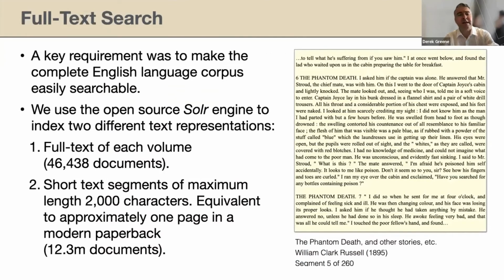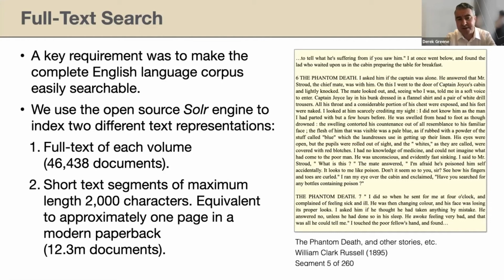So obviously a key initial requirement was to make the English language corpus easily searchable, and we were able to use the popular open source Solr search platform to index the data. We've looked at two different representations of the text themselves. Firstly, we indexed the full text of each volume, so the complete plain text for each of those, so that gives us around 46,000 documents to search.